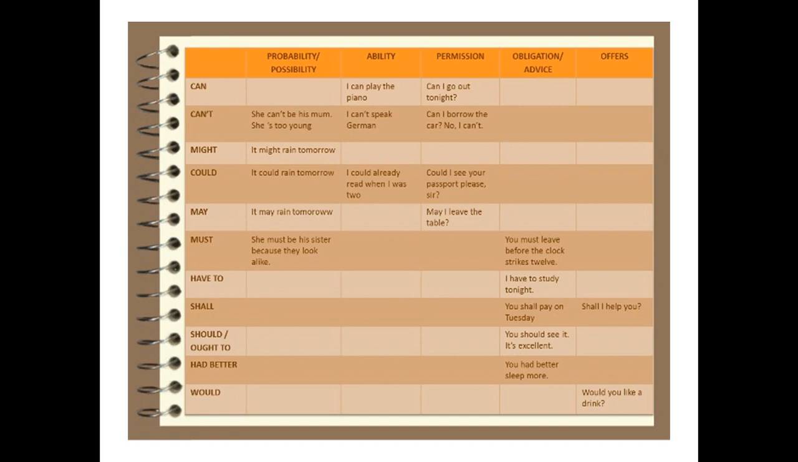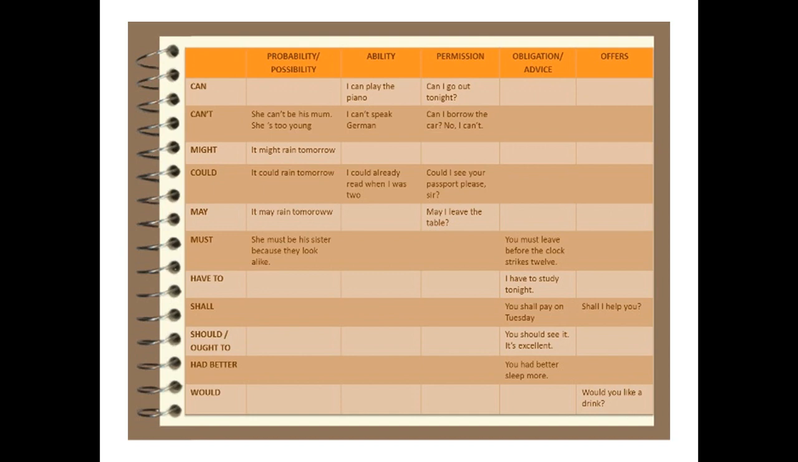Can, as ability, I can play the piano. As permission, can I go out tonight? Can't, as possibility. She can't be his mom. She is too young. Can't as ability. I can't speak German. Can't as permission. Can I borrow the car? No, I can't.